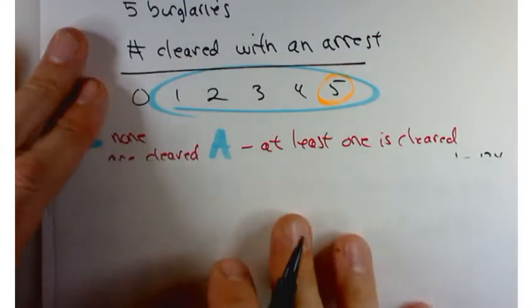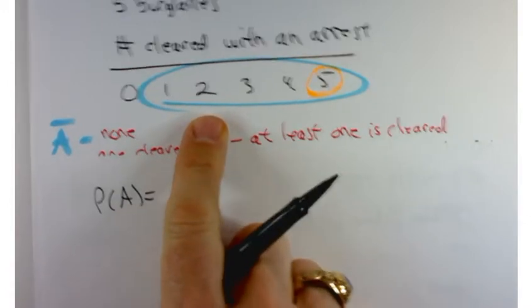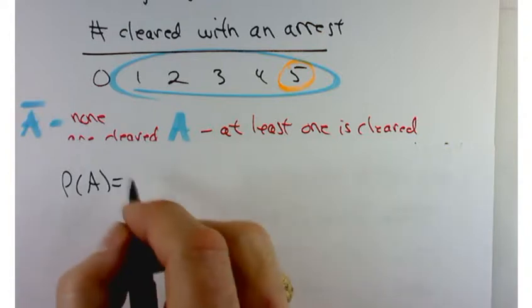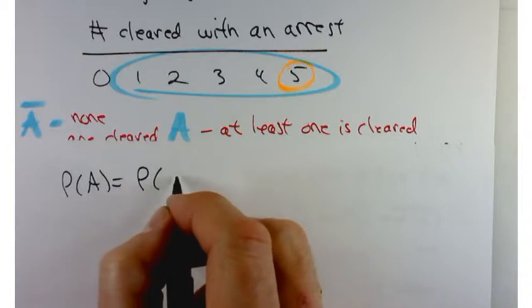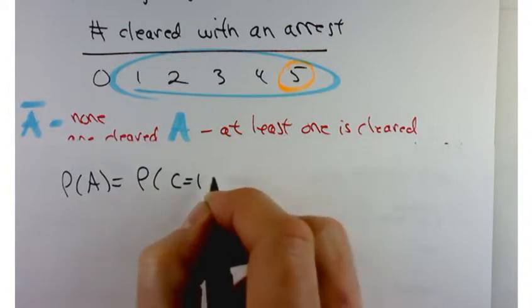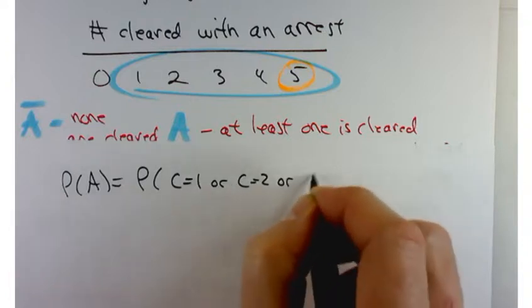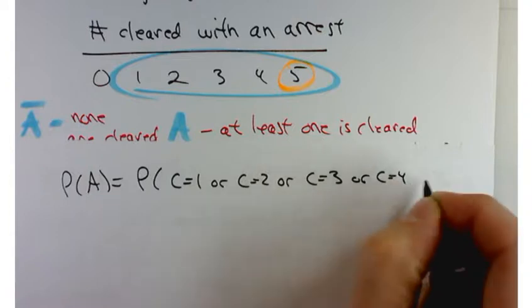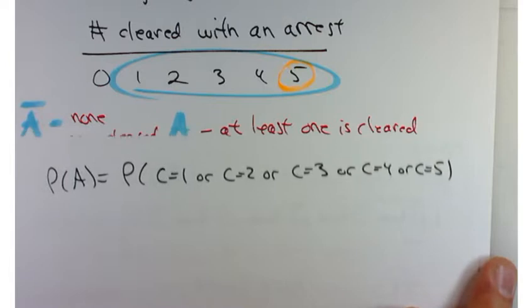To get the probability of A, which is what's called a compound event, it's made up of a bunch of different events. So the probability of A really means the probability that you have, we'll call it, one cleared, or two cleared, or three cleared, or four cleared, or five cleared. So it's a lot of stuff.